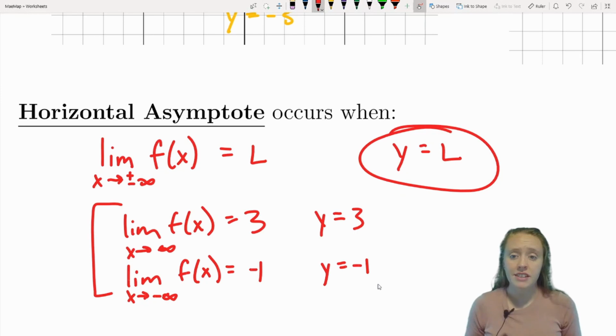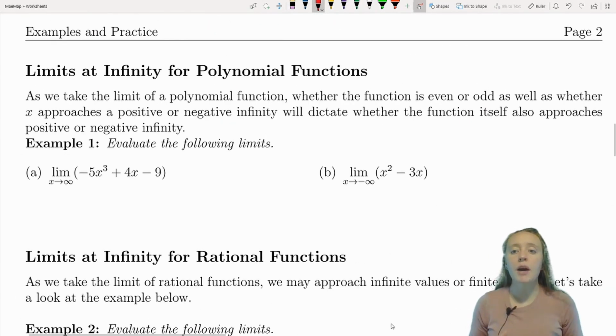So now that we've discussed this a bit, let's continue on to the next page. So quickly, I want to discuss limits at infinity for polynomial functions, or linear functions, because a linear function is a polynomial function to a first degree. But if you think about these polynomial functions, we're either going to have an even function or an odd function.